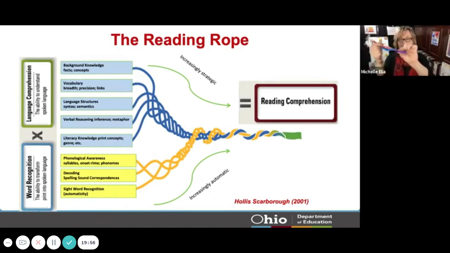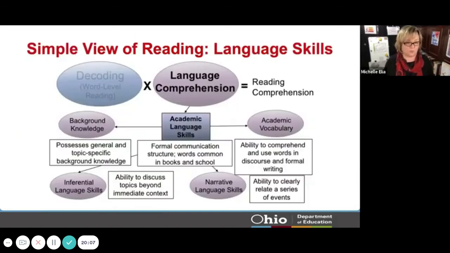Comprehension is when all of these strands are woven beautifully together to create that super strong seatbelt-like fabric. So this is what we want to happen for our kids. We want a really strong, tightly woven rope. And today we're really going to focus more on language comprehension.